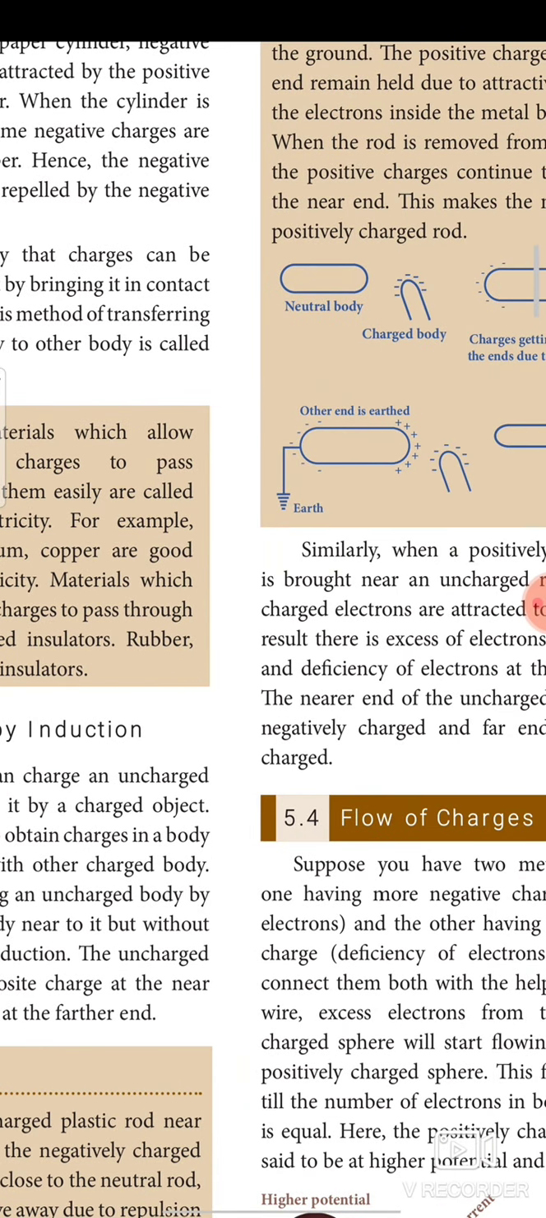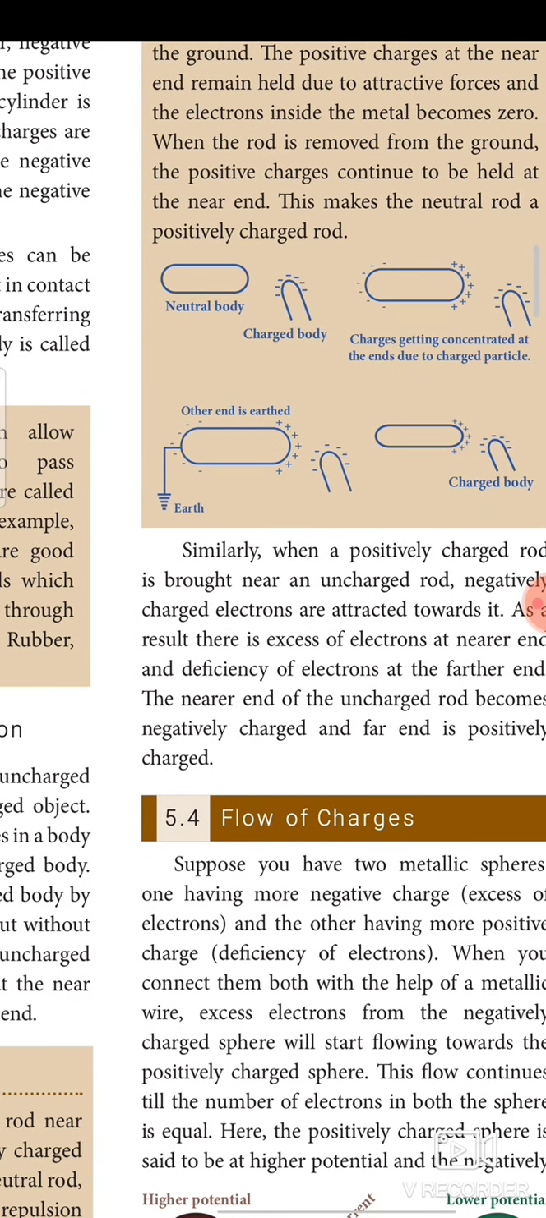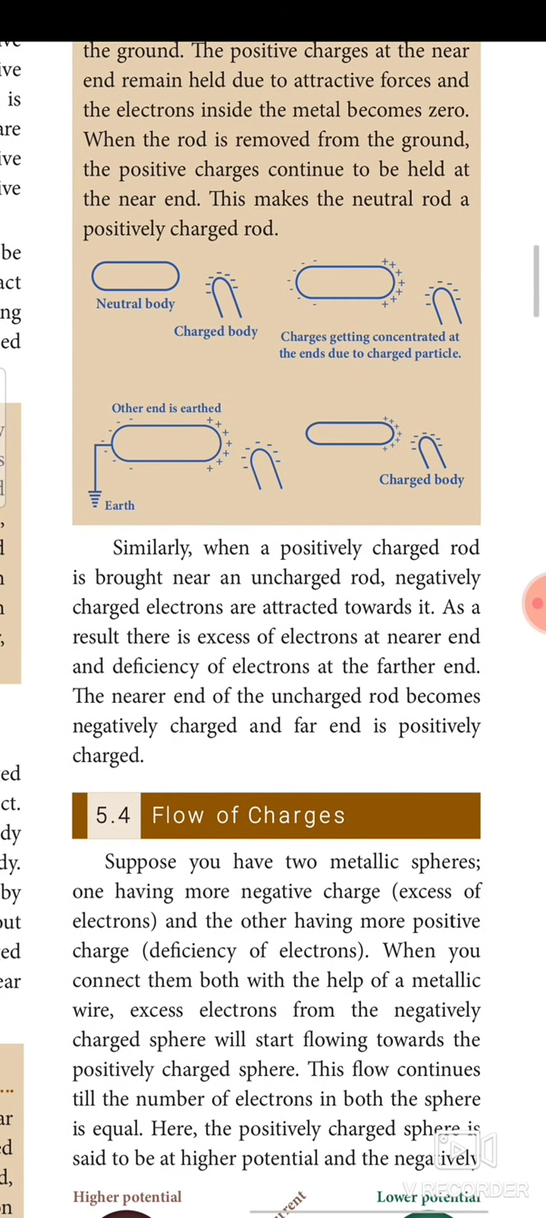Similarly, see the activity; this is the explanation for the activity. You see the activity and listen to my explanation. When a positively charged rod is brought near an uncharged rod, negatively charged electrons are attracted towards it. As a result, there is excess of electrons at the nearer end and deficiency of electrons at the further end. The nearer end of the uncharged rod becomes negatively charged and the far end is positively charged.